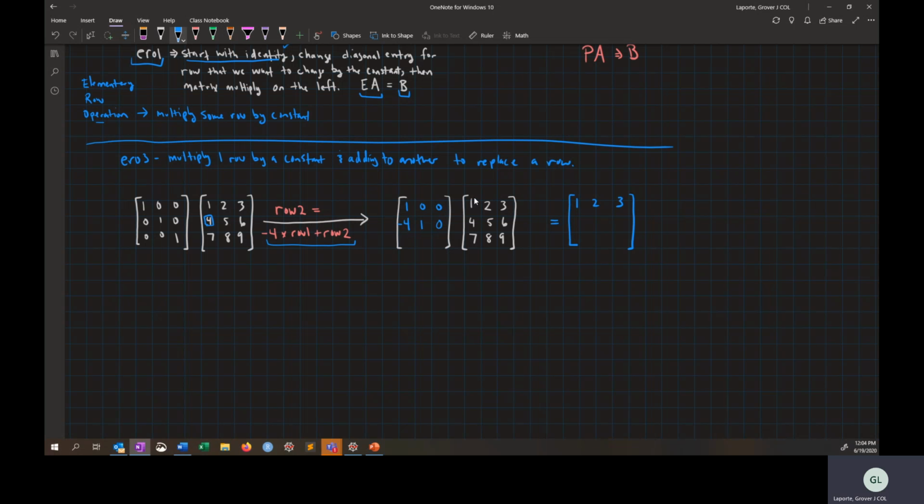So let's just make sure that it does what we want it to do. -4 times 1 plus 1 times 4, and then times 0 gives us 0. That's a good thing because that's what we were trying to get rid of, that 4. And then -4 times 2 is -8 plus 5 is -3. And then -4 times 3 is -12 plus 6, I believe that's -6.